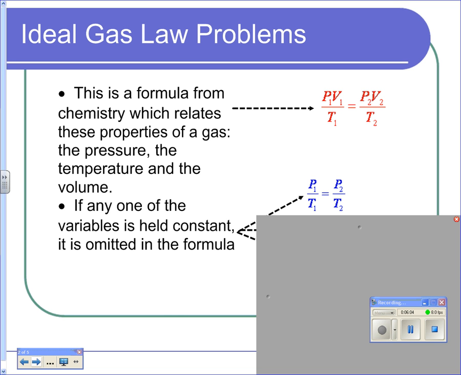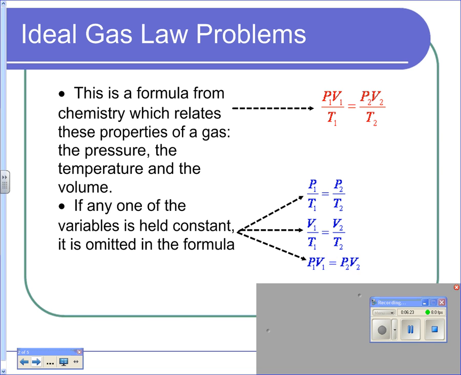Yeah, PVT. And then if your pressure is held constant, then you can drop your pressure off. So if they say the pressure is held constant, you don't have to put it in your formula because it doesn't affect it. It stays the same. And same thing with the temperature. If the temperature is held constant, then you don't have to put the temperature in your formula. And we'll do an example. Yes, the formula is always PV over T.